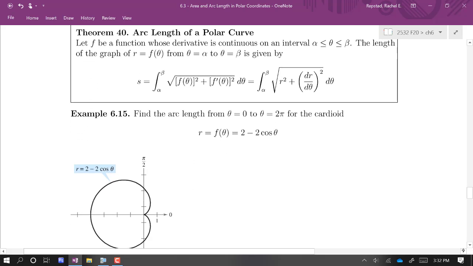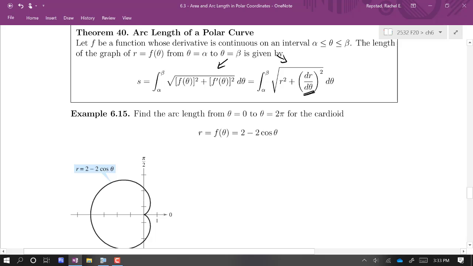So we're just going to do an example, not a formula that you need to memorize. If we want to find the arc length, and they give us the limits, from theta equals 0 to 2 pi for the curve r equals 2 minus 2 cosine theta, I know that I need to find dr/d theta. These are the same formula, by the way. Those two integrals are the same. The difference is whether you use the f prime of theta or dr/d theta notation, but they're equivalent. I'm a fan of the dr/d theta notation.